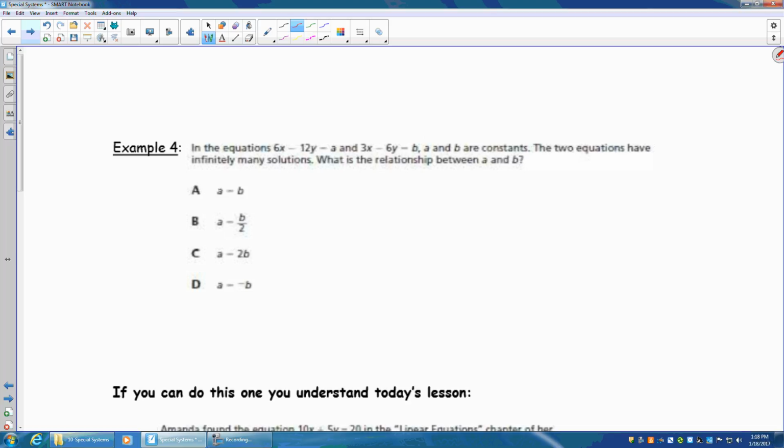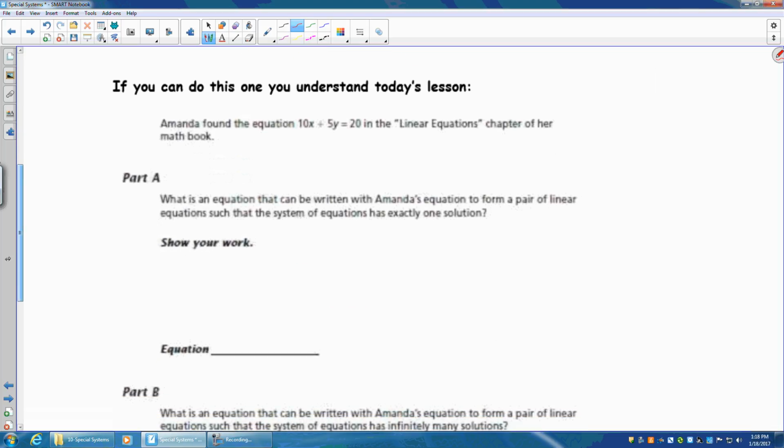What did they multiply 3 by to get 6? 2. What do they multiply 6 by to get 12? 2. And what do you think they need to multiply b by to get a? Oh, 2. So which one says multiply b by 2 and you get a? Obviously that's going to be C. C says 2 times b is a. All right? Last question, we're done. If you can do this one, you understand today's lesson.